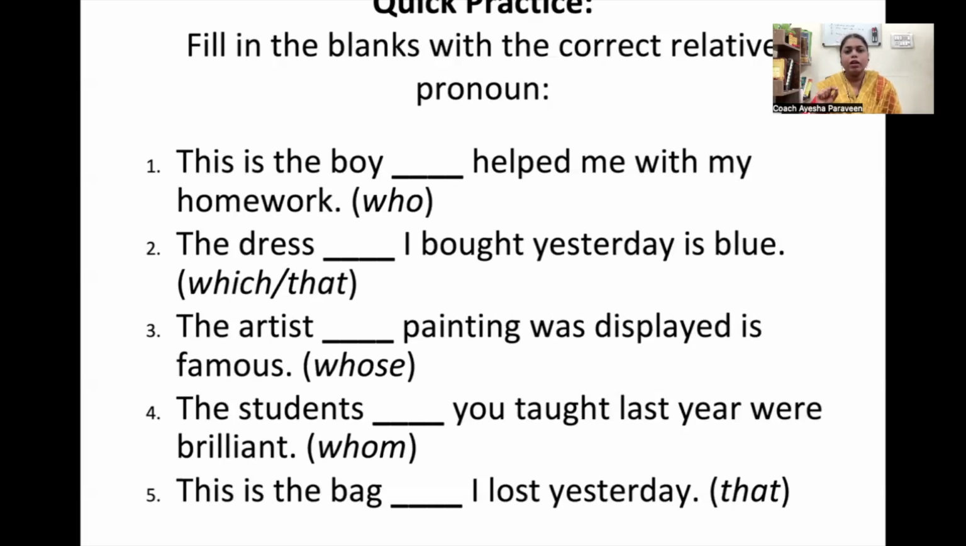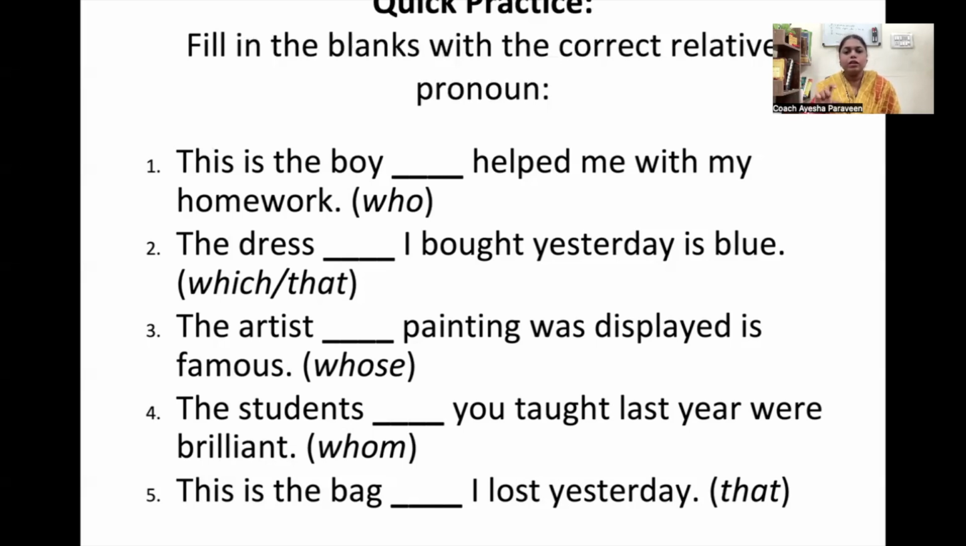This is the boy who helped me with my homework. The dress that I bought yesterday is blue. That, because that we can use for object also, or for people also. So we can use that also, or we can use which also. The dress which I bought yesterday is blue. The artist whose painting was displayed is famous. Whose, because of possession. The artist's painting, okay, was famous.